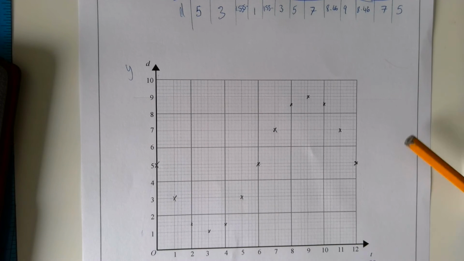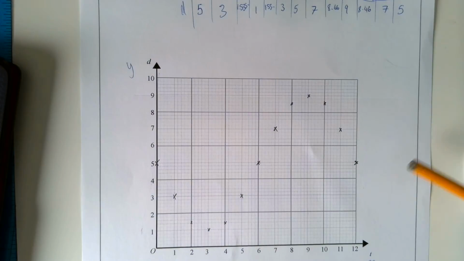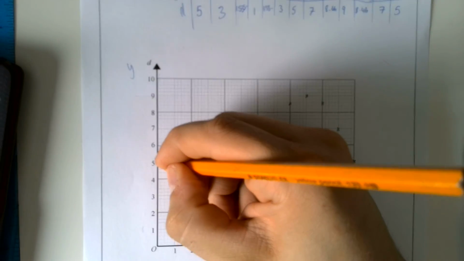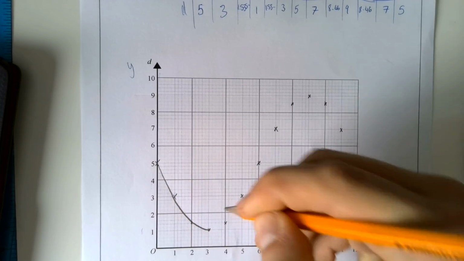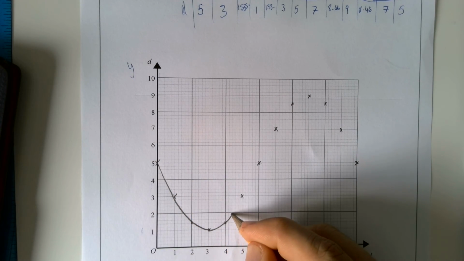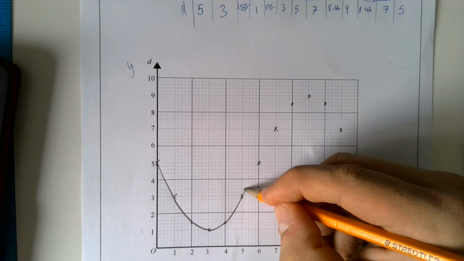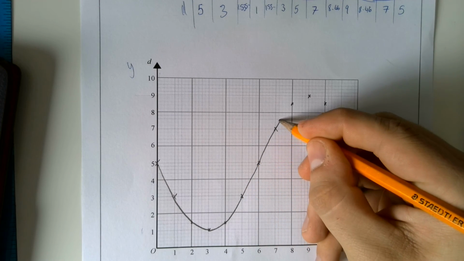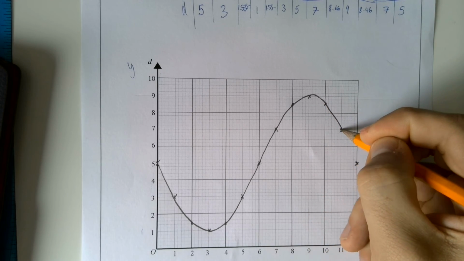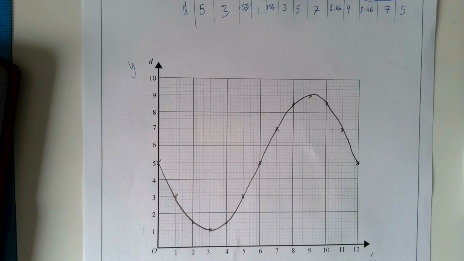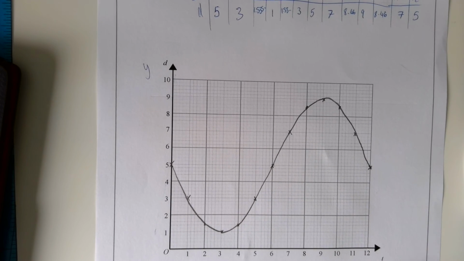So whilst it's not a sine graph, it's still got that shape, it's got that symmetry because we've got sine in the function. So what I'm going to do is just join that with a smooth curve. Remember, use a pencil because if you make a mistake, you can rub it out later. Okay, so that is showing you the depth at varying times in the day.